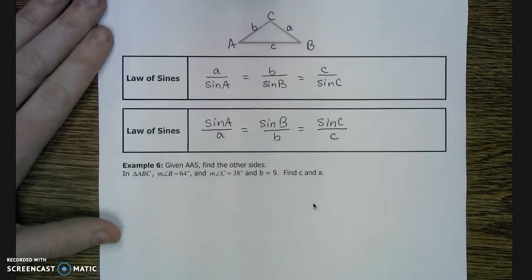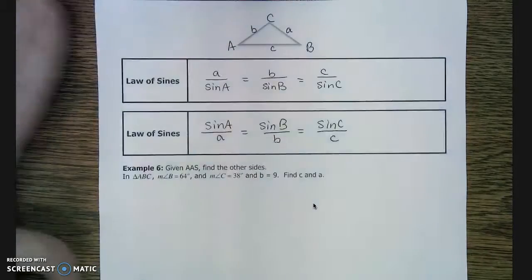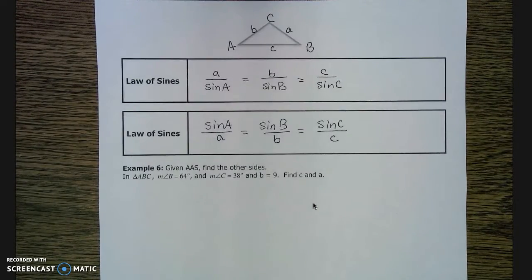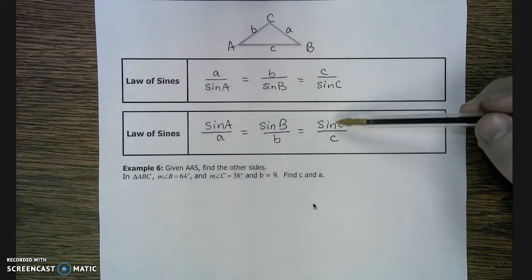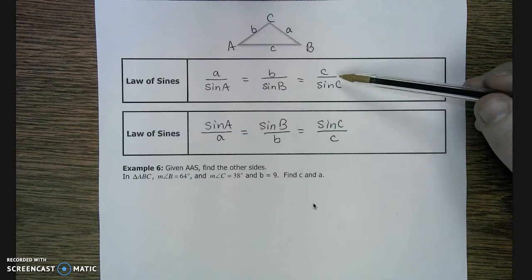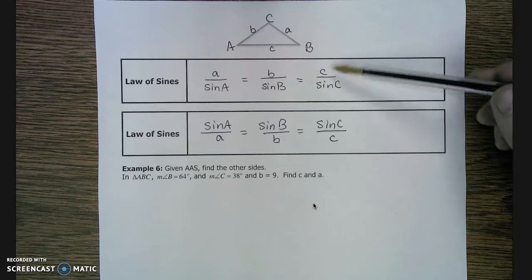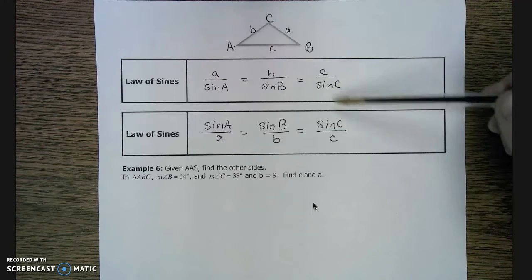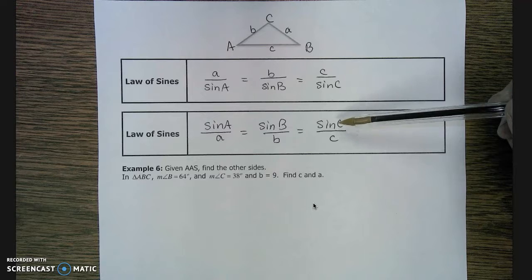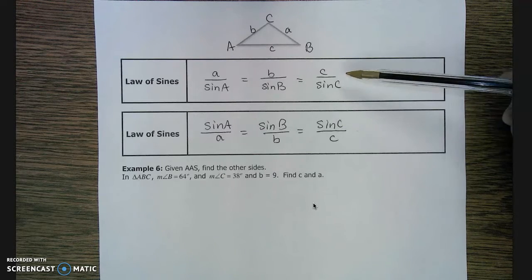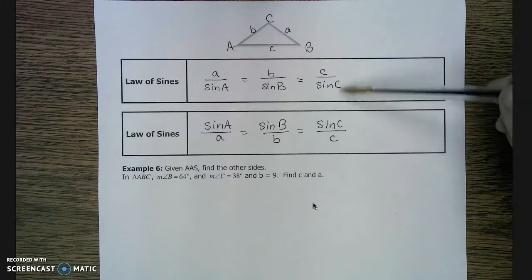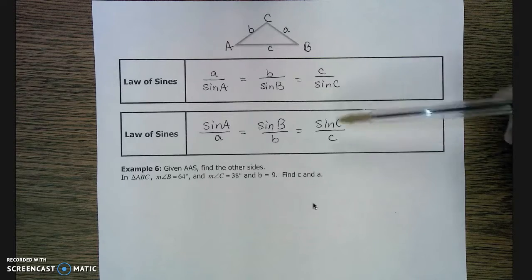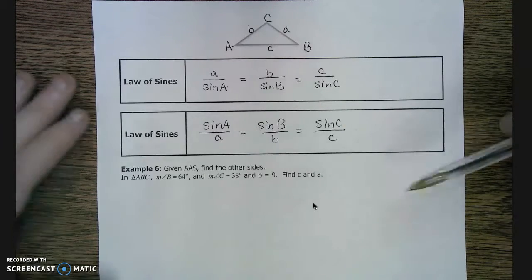And like I said, you use two at a time and then you'll solve by cross multiplying. There's really no difference between the two versions, whether the sides are on top or the angles are on top. Usually you just want the thing you're looking for to be on top, but it doesn't really matter which one you use. So here we've got a triangle ABC.